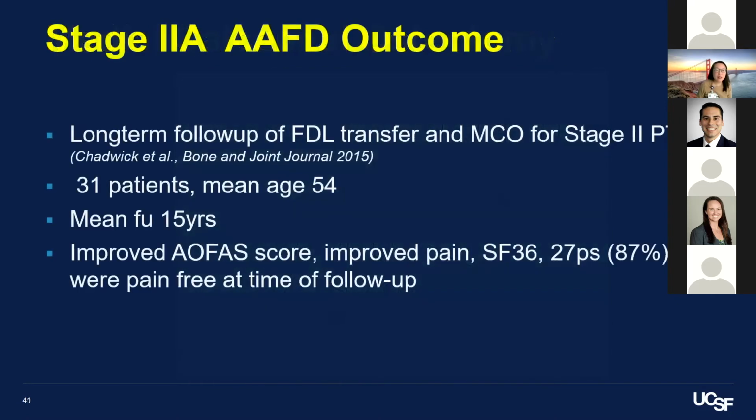So if we look at some outcome data for patients who are stage 2A, so patients who have a deformity but they're still flexible, these patients all had an FDL transfer and then a medial calcaneal osteotomy for stage 2. They followed them for 15 years, a really long-term outcome, although it's a pretty small group. These patients do really well. They're happy with their outcome. They're able to get back to activities and really don't have a whole lot of pain.